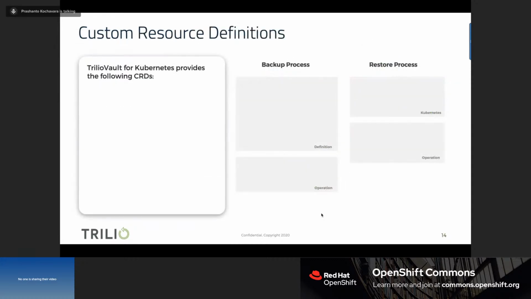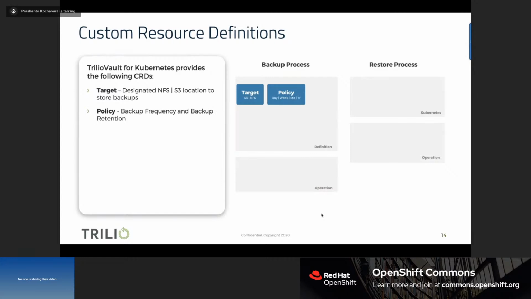Next, I'm going to talk about our custom resource definitions and how the user operations generally flow. The first one is the target. As mentioned, the user would first create a target, which would be an S3 or an NFS-based storage location where the backups would be placed. After that, you have the policy. A policy can be a scheduling policy or a retention policy, which says how often to take the backup and how many backups to keep as per your compliance needs.